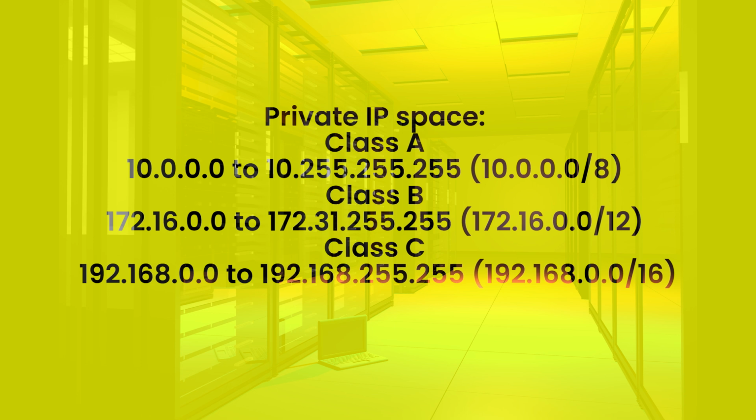192.168.0.0 to 192.168.255.255, 192.168.0.0/16. Using the Boson IP subnet calculator shown earlier, you can examine the 3 blocks of private IPv4 address spaces for Class A, Class B, and Class C. Private network addresses are not allocated to any specific organization. Anyone can use these addresses without approval from regional or local internet registries.